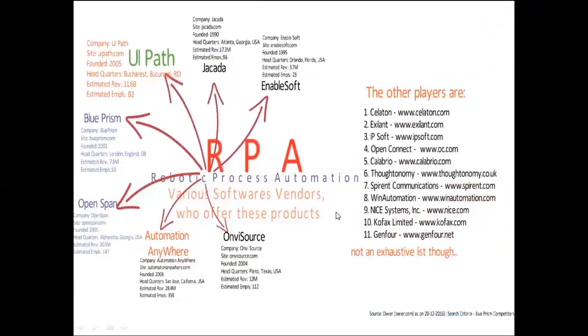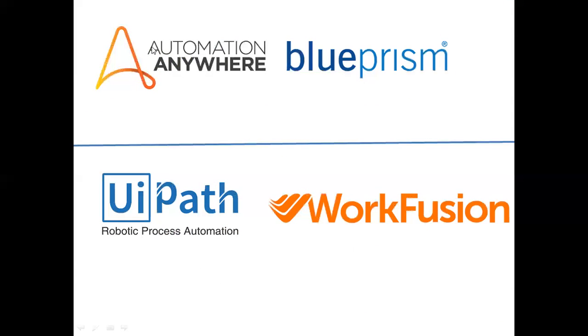Okay. So now if we look at here, these are the RPA tools we have. We have around 20 tools in the market which are used to automate any business application. But the top three we will find here are UiPath, Blue Prism, and Automation Anywhere. These are the three tools. Automation Anywhere, Blue Prism, UiPath, and WorkFusion.